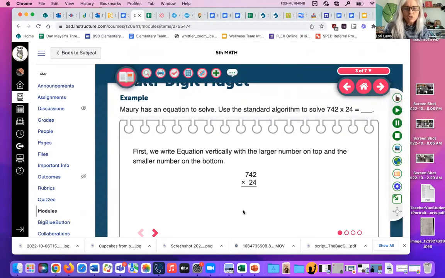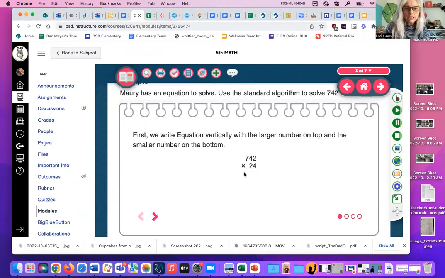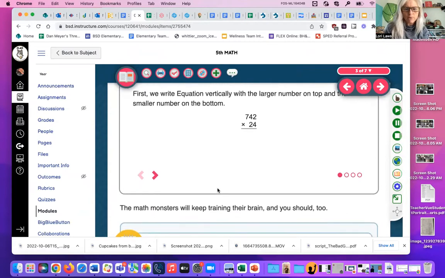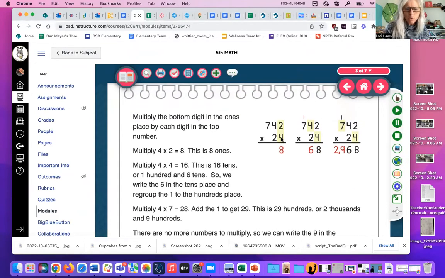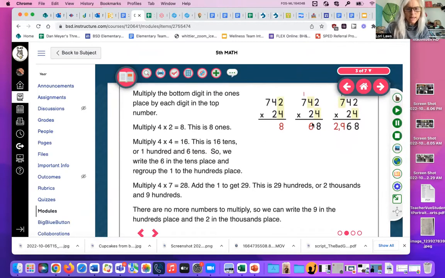Here they're teaching you this multi-digit equation. Write the equation vertically with the larger number on top and the smaller number on the bottom. Multiply starting in the ones place, carrying if you need to. And you start with the 4. It's almost like you're ignoring the 20 and doing the 4 times it, writing that number down. So that's 4 times 742.